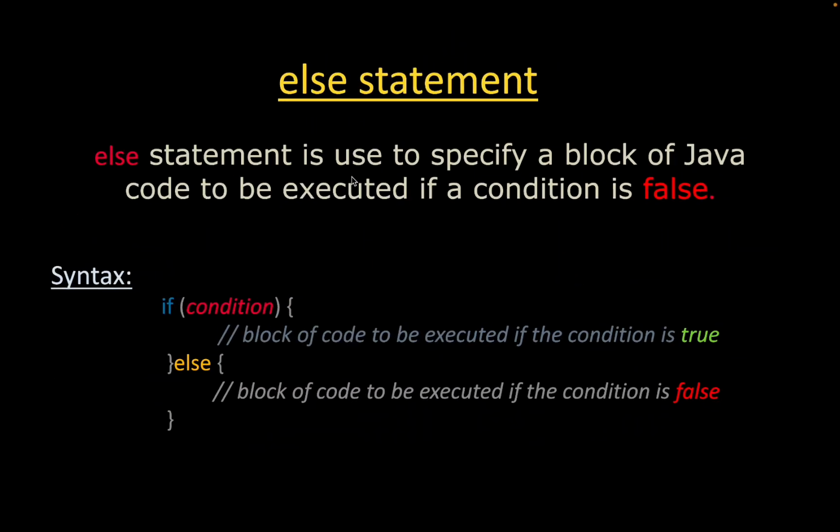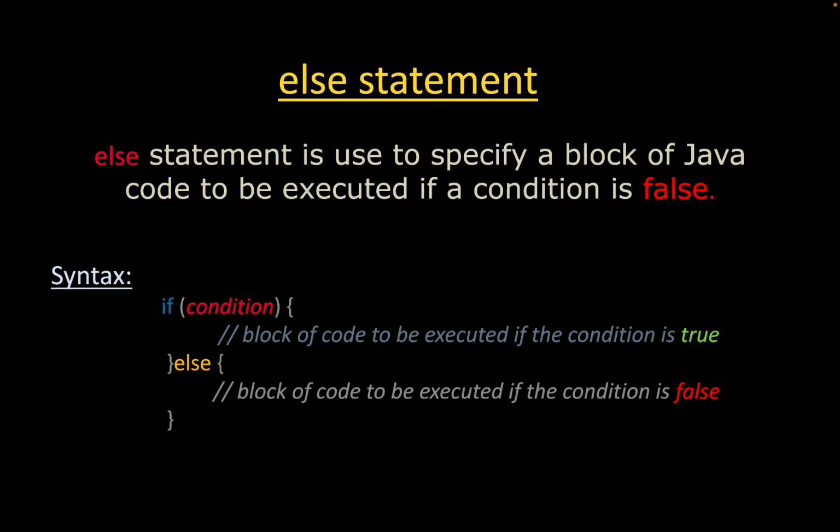Okay, so let's dive right into the else statement. Looking at the else statement, it is used to specify a block of Java code to be executed if a condition is false. And the syntax is very simple. The one up here is the if statement, but the second one is the else statement. What's going to happen if the if statement doesn't really work? That's what we want to track right now.